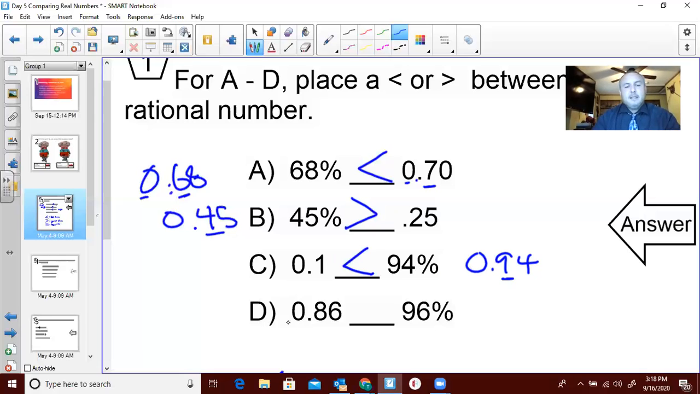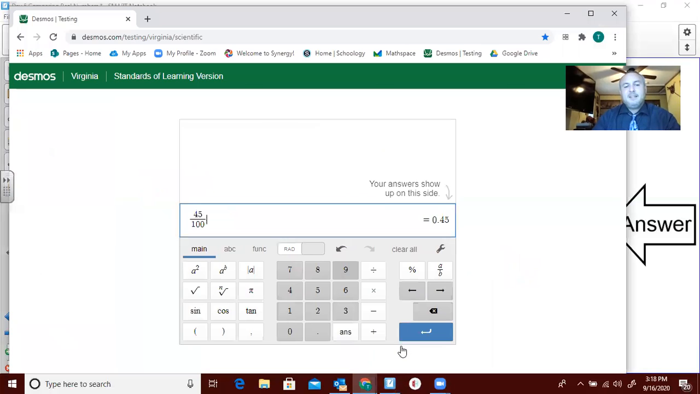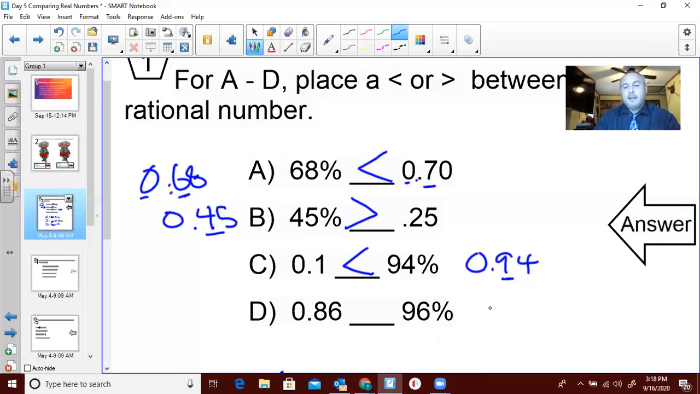All right, again, 0.86, and we have 96%. So I'm going to do it on Desmos again. Remember, we have 96%, divided by 100. Remember, percents are always divided by 100, and you get 0.96. So I have 0.96. Now I'm going to go 0, 0, decimal, decimal, 8, and 9. And I know that 9 is larger than 8. So I'm going to write this out as 0.86 is less than 96%.